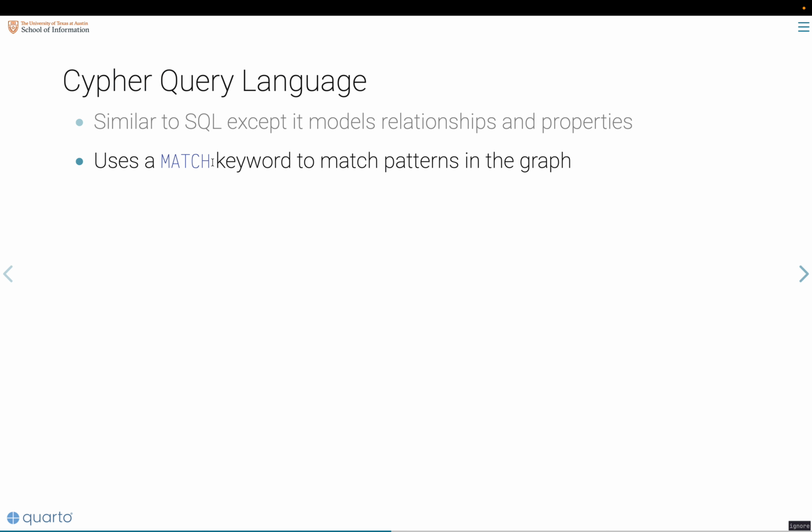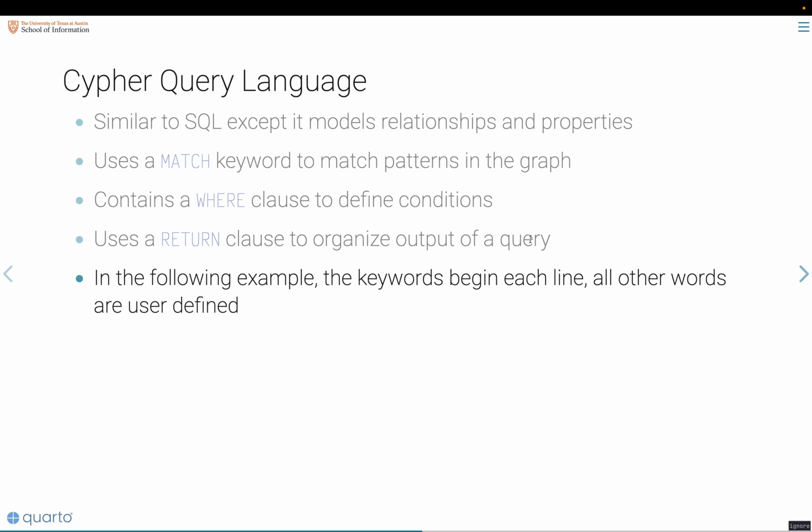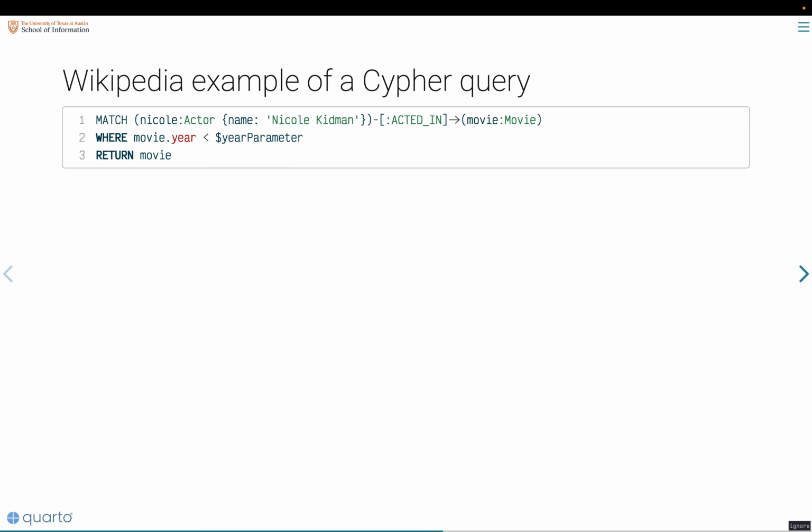And it uses a match keyword to match patterns in the graph. And it contains a where clause to define conditions, and uses a return clause to organize the output of a query. So here's an example where the keywords begin each line and all the other words are user defined. But the punctuation is not. The punctuation is vital to specifying the patterns. So in this one, we're going to match an object called Nicole, which is of the class actor, and which has the property name Nicole Kidman.